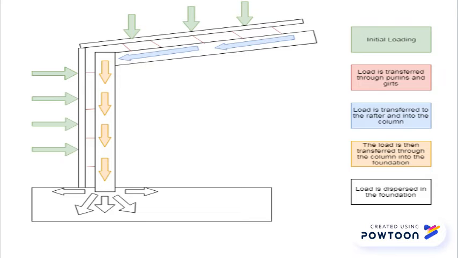The load paths for this structure are such that the vertical loads through the roof travel through the purlins, rafters, then into the columns and foundations. The horizontal loads are transferred through the walls, into the girts, and then finally into the columns and foundations.